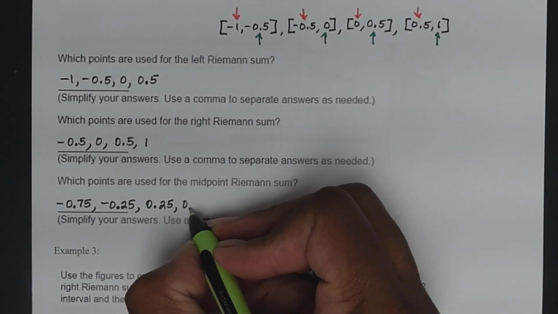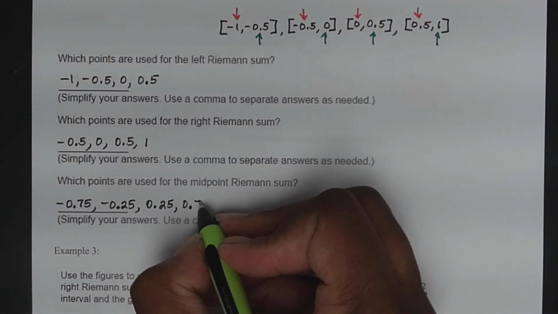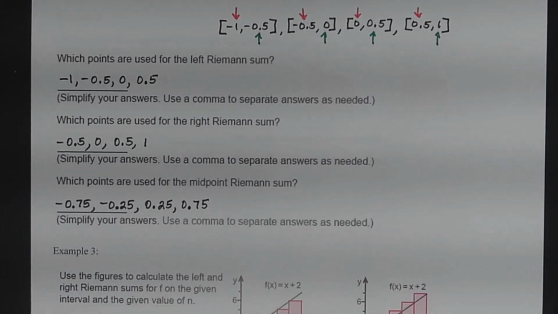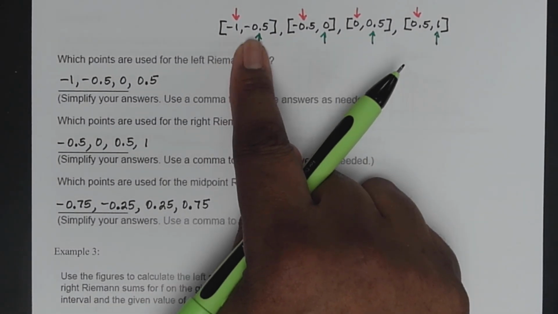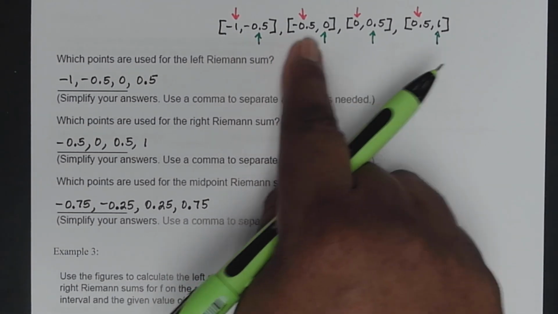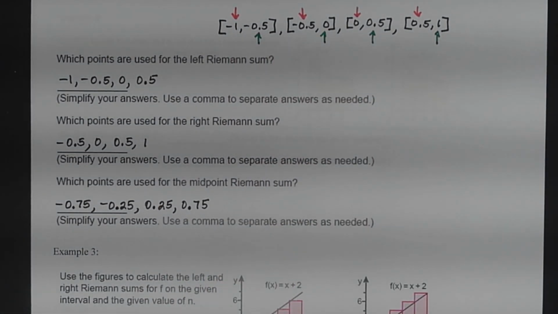So for your midpoint Riemann sum, to find out what those points are, you will add the endpoints of each subinterval and divide by 2. And those are it.